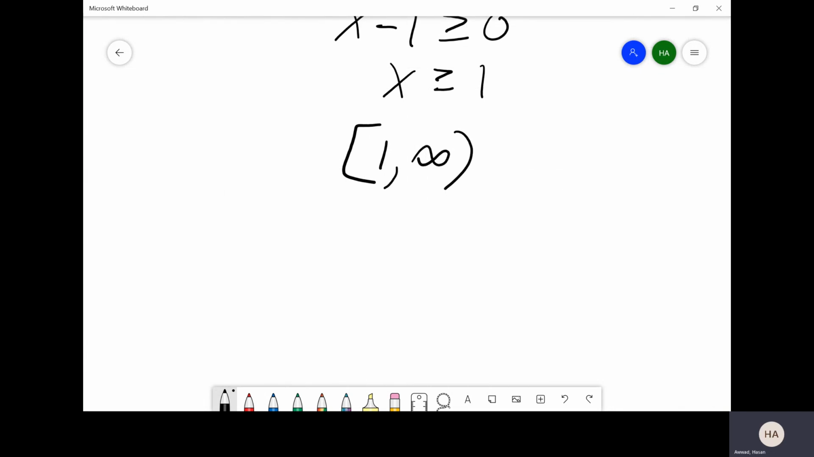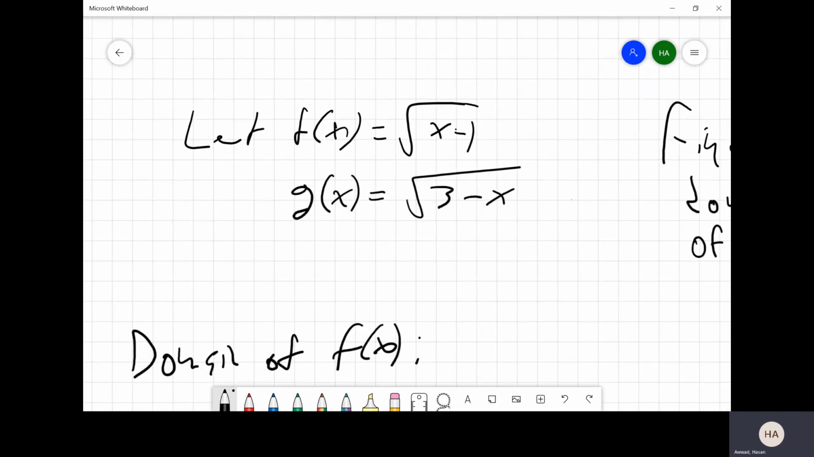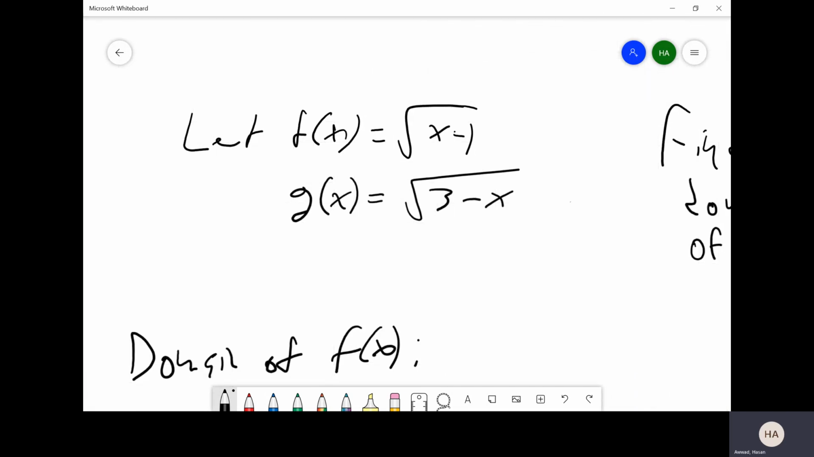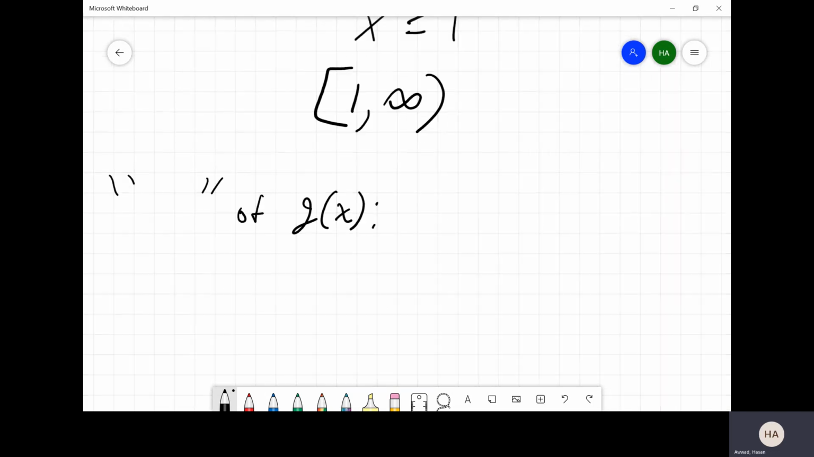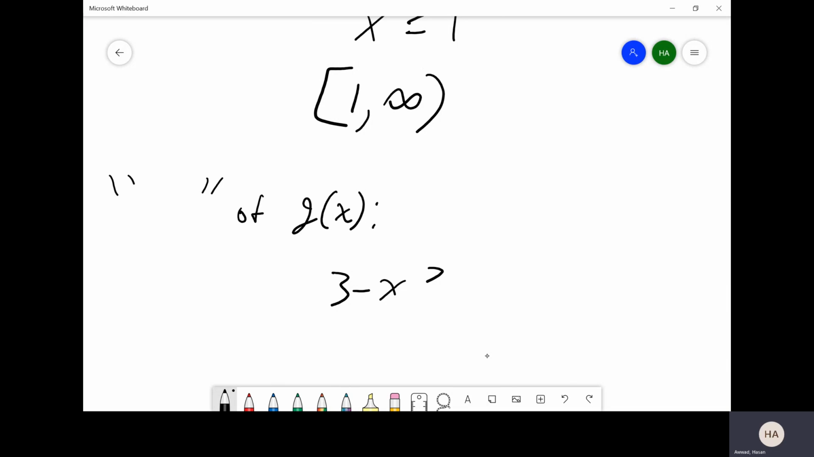Let's now find the domain of g of x. So I'm just going to put quotation marks, domain of g of x. And we do the exact same thing, right? The only stipulation here is that it can't be a negative. So we set 3 minus x to be greater than or equal to 0. So 3 minus x greater than or equal to 0.